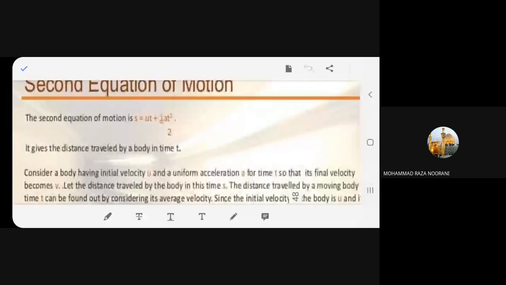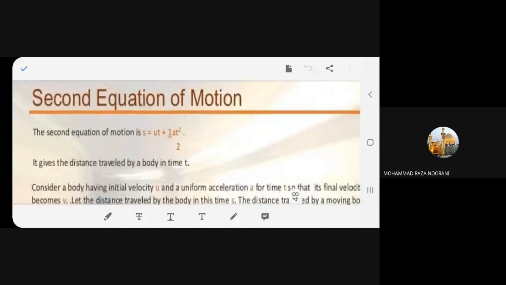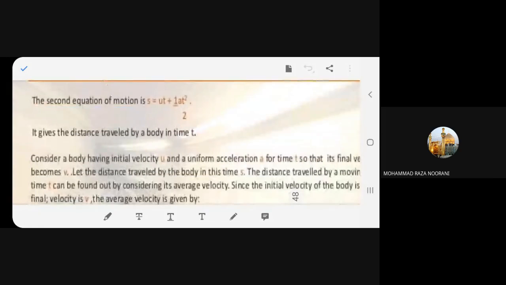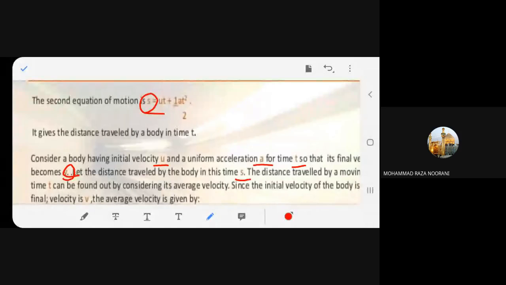So what is the second equation of motion? We got it right now, ut plus half at square. So you can see over here what it is giving. It is giving the distance traveled. Now s is distance, remember that. So it gives the distance traveled by a body in unit time, t. Let's take a body with initial velocity u, uniform acceleration a, time t. So its final velocity becomes v. Let the distance traveled by the body in this time be s.